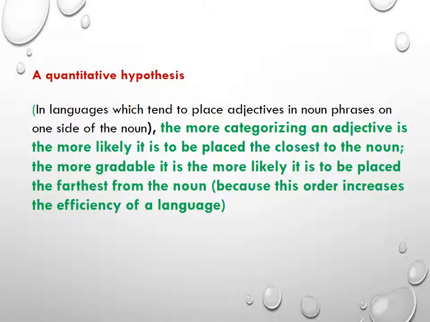Now we may rephrase the qualitative hypothesis introduced earlier in the following way. To increase the efficiency of the language, in languages which tend to place adjectives in noun phrases on one side of the noun, most of the time, the more categorizing an adjective is, the more likely it is to be placed the closest to the noun. The more gradable it is, the more likely it is to be placed the farthest from the noun.